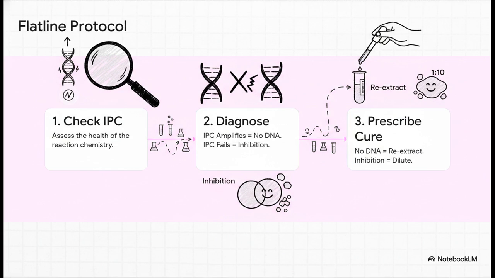But what if the IPC also failed? That's your smoking gun for a chemical failure. The diagnosis is severe inhibition. The cure, and this sounds weird, is to dilute the sample, maybe 1 to 10, and run it again. This waters down the inhibitor and frees up the PCR engine to do its job.